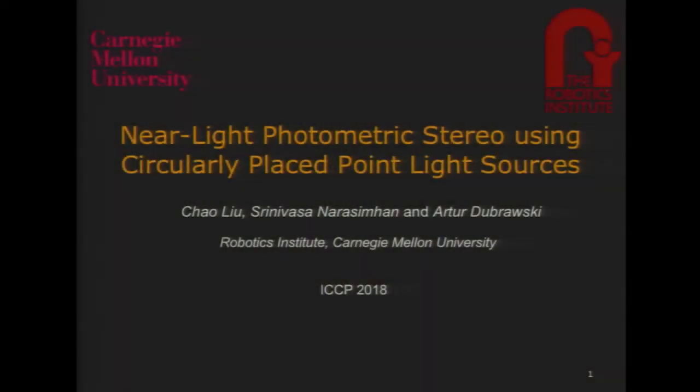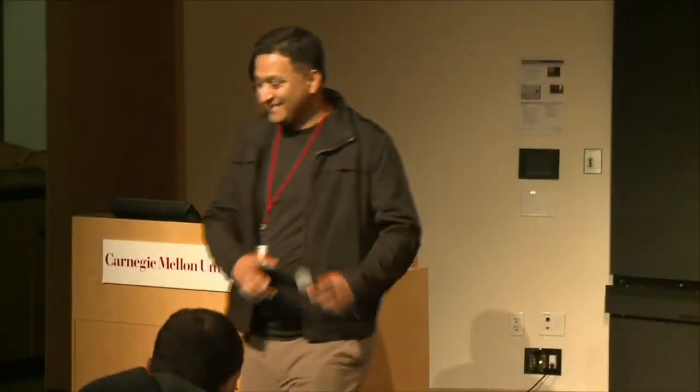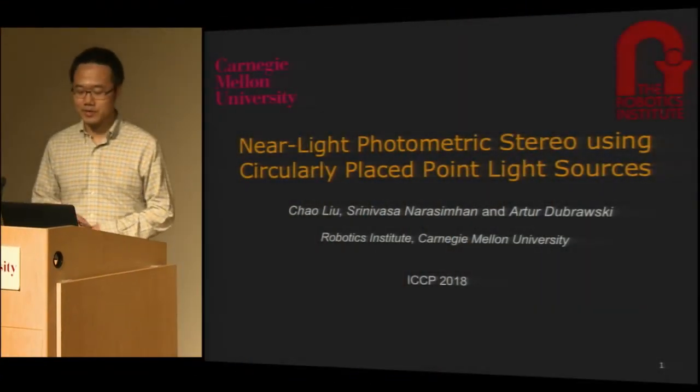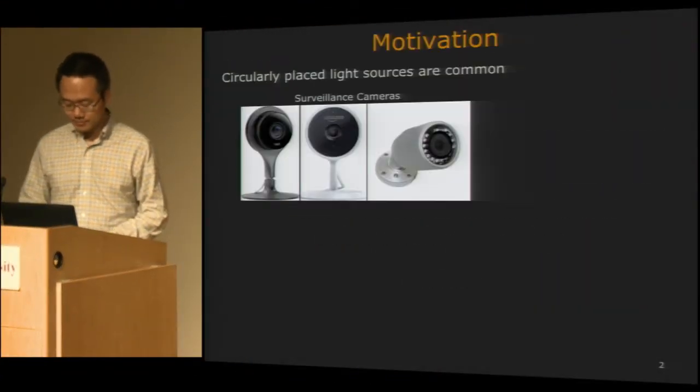So next we have Chao talking about near light photometric stereo using circularly placed point light sources without deep neural nets. Thanks for the introduction. I'm Chao Liu from Carnegie Mellon University. It is my great pleasure today to introduce my work on near light photometric stereo using circularly placed point light sources. This is joint work with my advisors, Srinivasa Narasimhan and Artur Dubrawski.